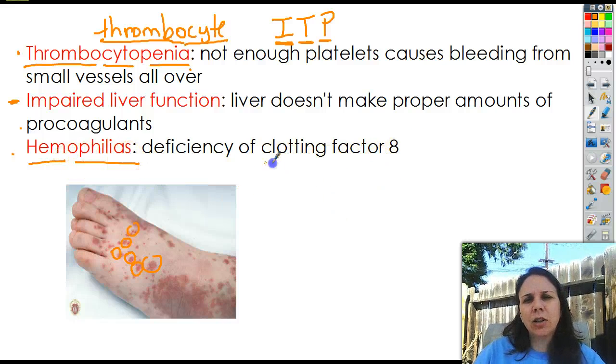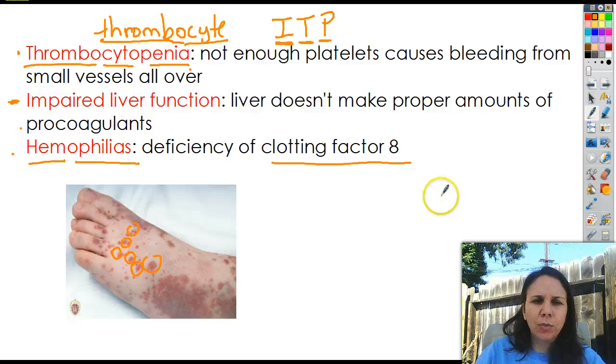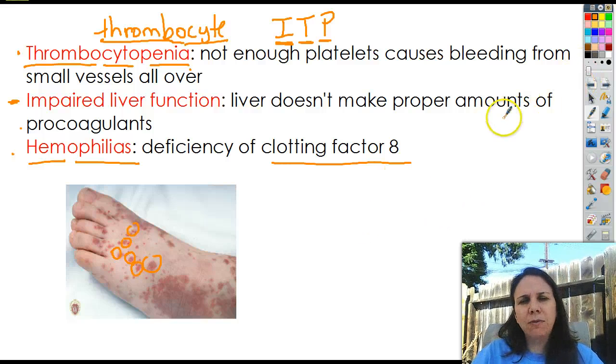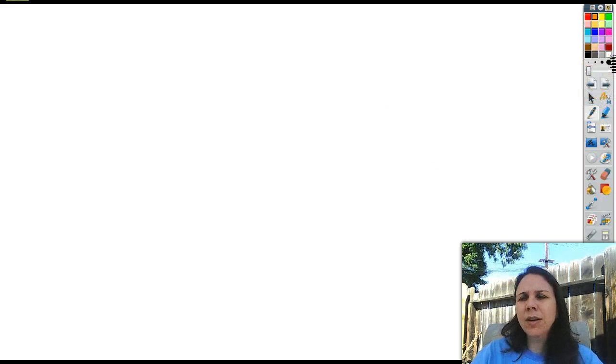So they're missing clotting factor number 8, which is why they can't clot their blood. So hemophiliacs get infusions of clotting factor number 8 to help their body clot normally. Okay, that's about it for today. So that's clotting, and we'll get into more details.